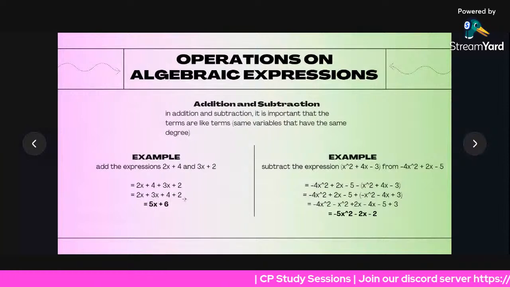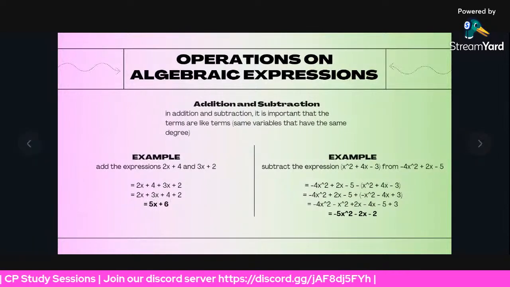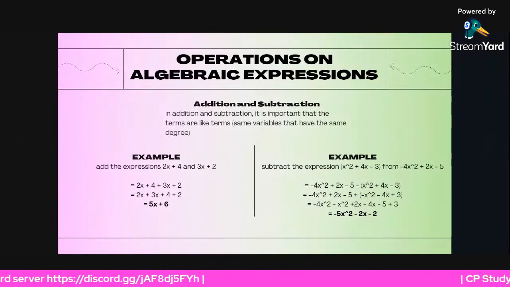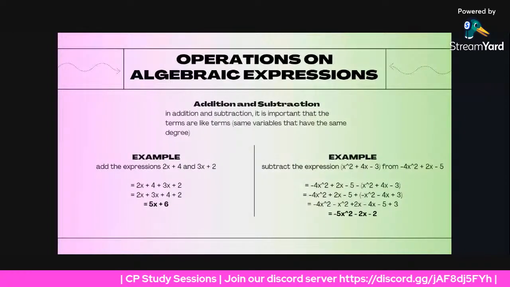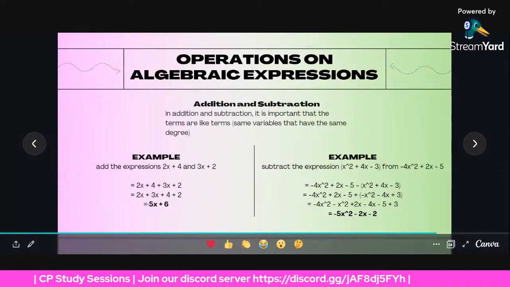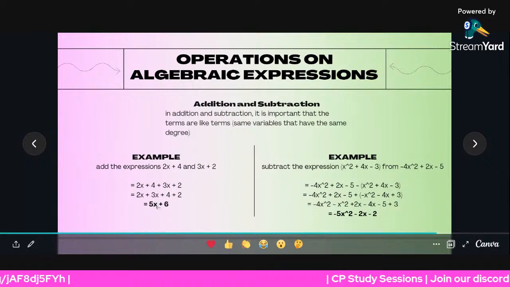So, yung 2x at 3x, pwede natin siya i-combine since it is like terms. Kasi parehas yung variable nila, which is x, and parehas yung degree ng variable nila, which is 1. So, itong x, exponent niya ay 1. Ang 3x, exponent niya is 1. So, 2x plus 3x is equal to 5x.